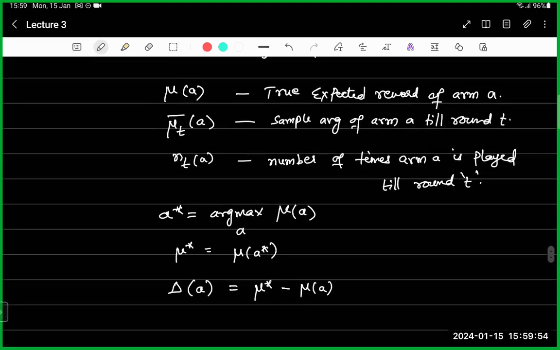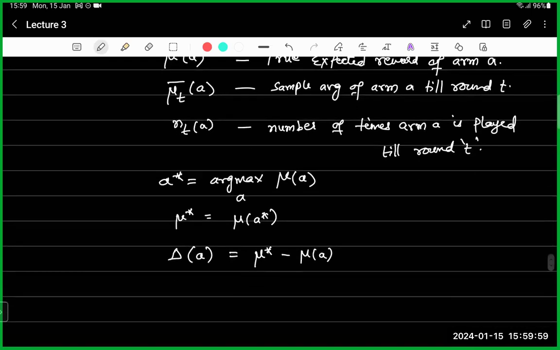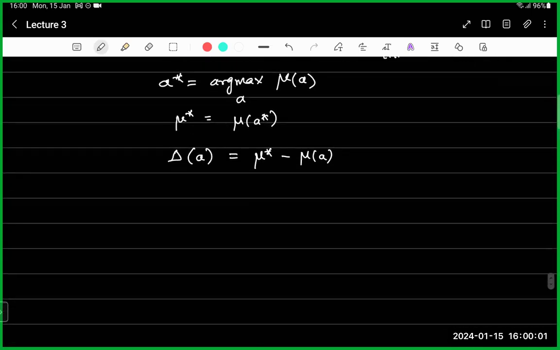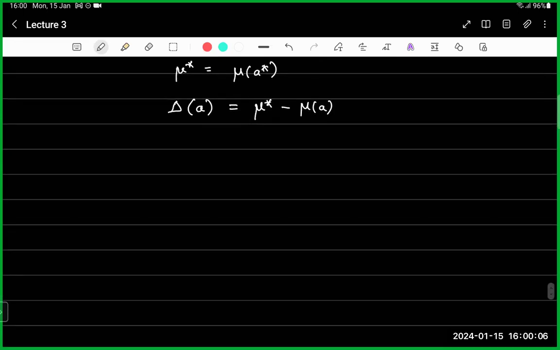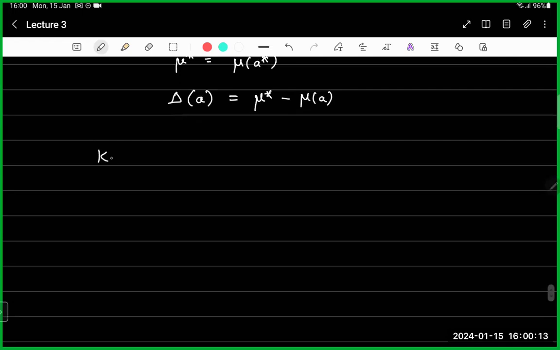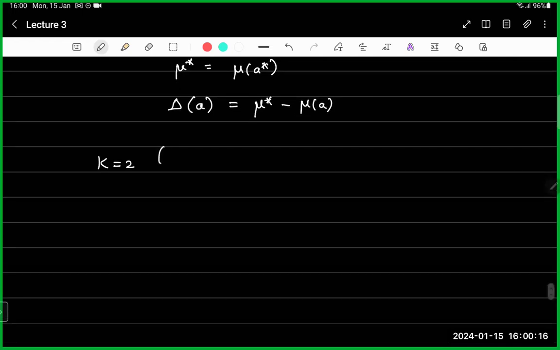So any confusion in this notation? Everyone is comfortable? Okay, now let's start analyzing the algorithm. Let's consider the k equal to 2 case, like there are only two arms. To keep the analysis simple, let's assume there are only two arms.